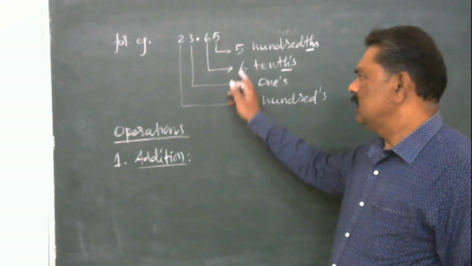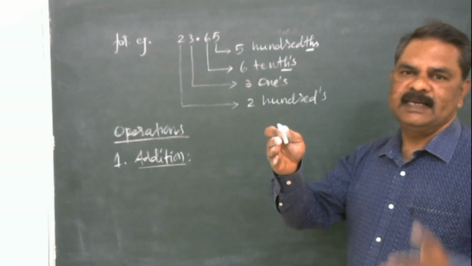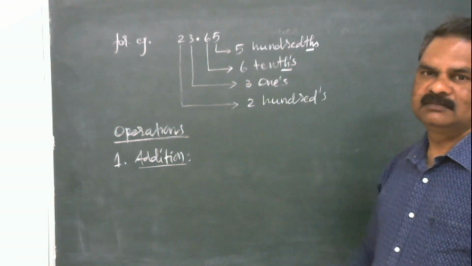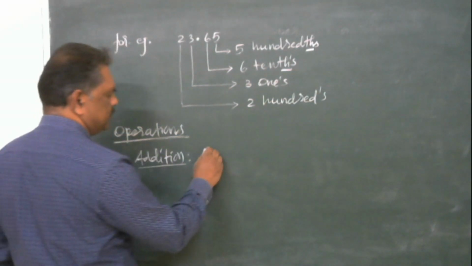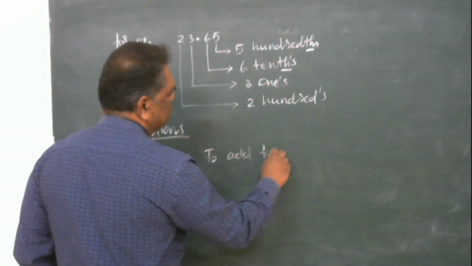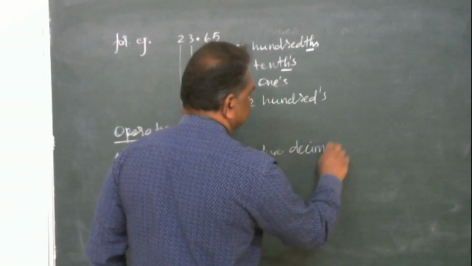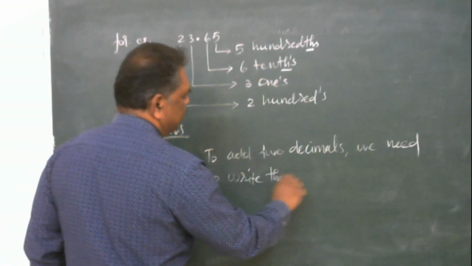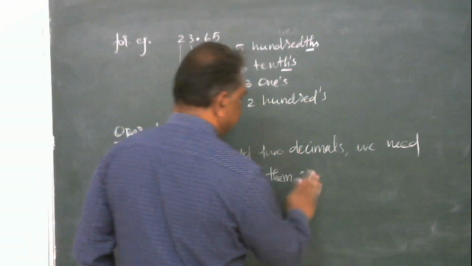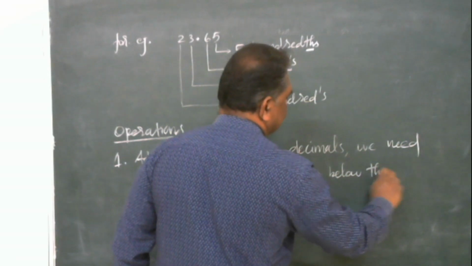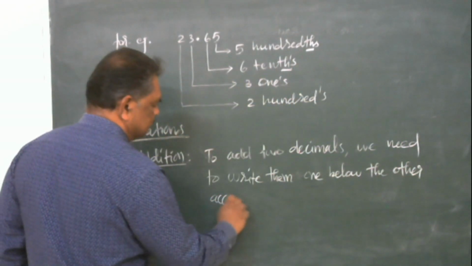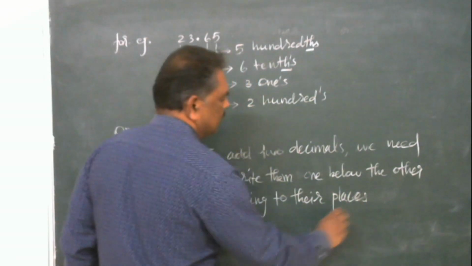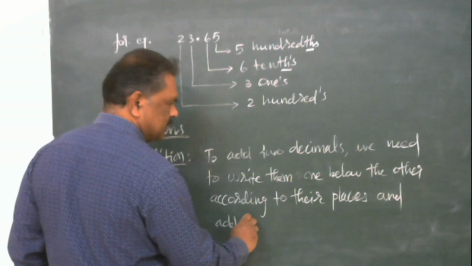It's very easy. While finding the sum of two decimals, we need to place the digits according to their places and add them, add or subtract them, both one and the same. So addition of decimals, to add two decimal numbers, we need to write the numbers one below the other, according to their places, this is very important, and add them in all the corresponding places.